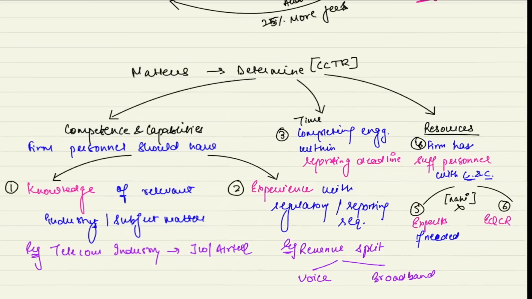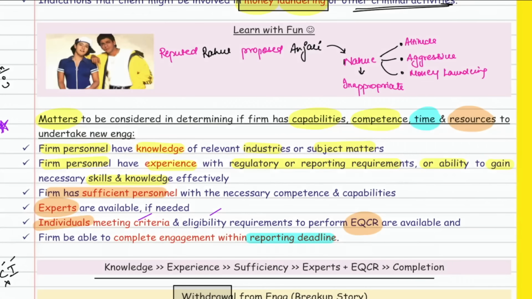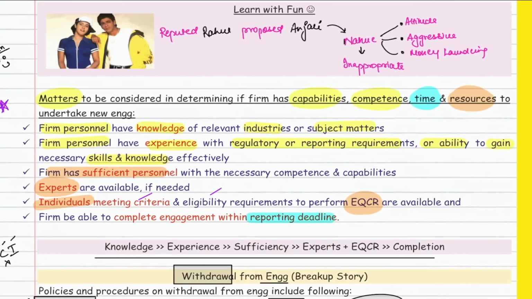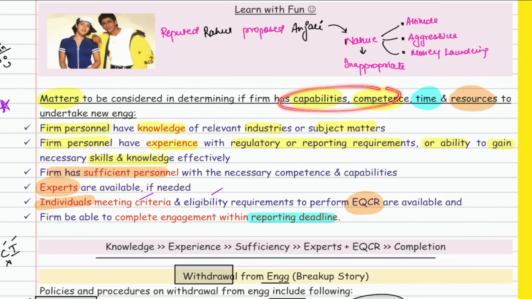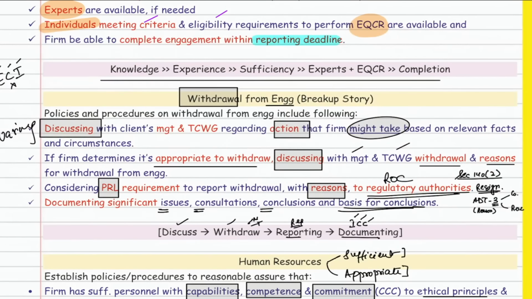So this is how you can learn the points easily. Just break the points conceptually into competence, capability, time, and resources. Easy peasy, sir. So here are the points. Last time, let's do them. Matters for competence and capability: knowledge and experience. Knowledge of the industry, experience of the reporting requirement. Time means completing the engagement on time, that is the reporting deadline. Resources means sufficient resources. If you need more, you can take help of experts and EQCR. E for experts, E for EQCR. Easy peasy? Yes, sir.